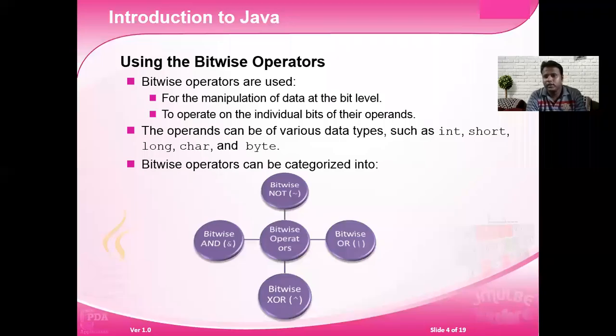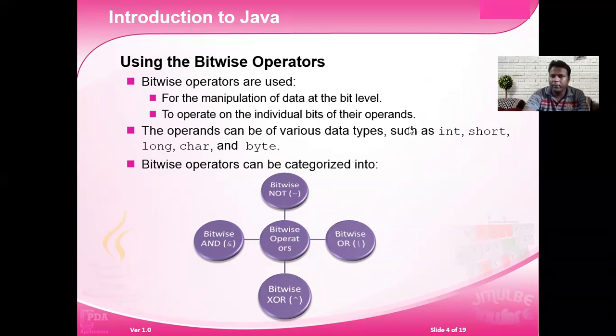Hello. Today we start with the bitwise operator. The bitwise operators are used for the manipulation of data at a bit level, as you store the information in a 0 and 1 format. When you compile your programming language, it is converted to the 0 and 1 format that is stored in a byte format. So when you want to manipulate the data at a bit level, we use these bitwise operators.